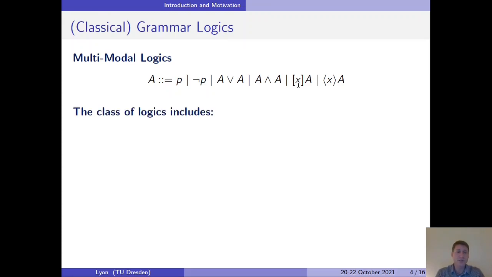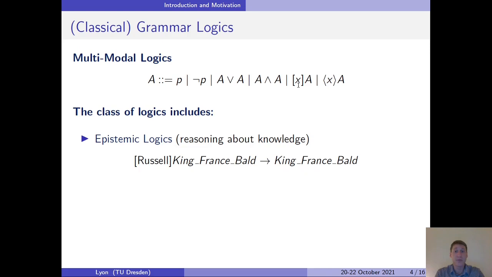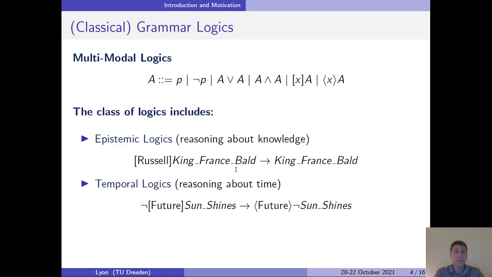Now, these logics subsume a variety of different classes of logics that have various different purposes and uses. For example, certain epistemic logics, which are used for reasoning about knowledge, can be seen as types of grammar logics. So to give an example of an epistemic sentence which is expressible in our language, this says that if Bertrand Russell knows that the King of France is bald, then it follows that the King of France is bald. So this is an instance of the so-called factivity axiom, which appears in certain epistemic logics. This is one subclass that is subsumed by grammar logics.